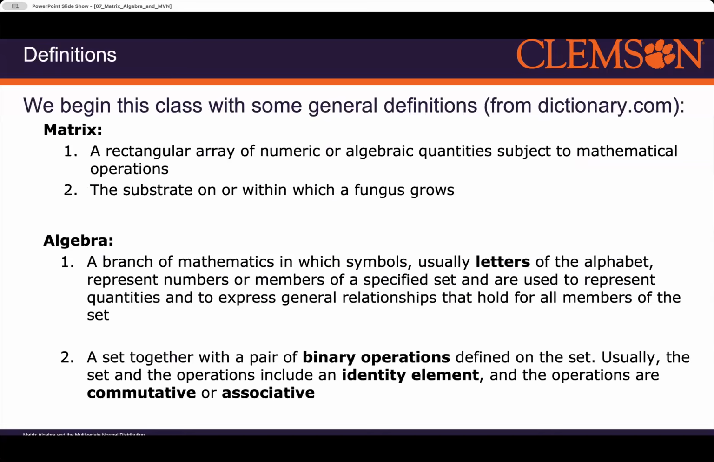But let's start with a few definitions. This is from dictionary.com. A matrix is a rectangular array of numeric or algebraic quantities subject to mathematical operations. So let's focus a little bit on rectangular array. It's a box. It's got numbers in it. You've seen them before. In fact, when you are in R and you click on the environment tab, you want to see a data frame, it pops up a display of your data. Maybe there are observations across the rows and variables across the columns. That is a matrix. It's a way of storing data.